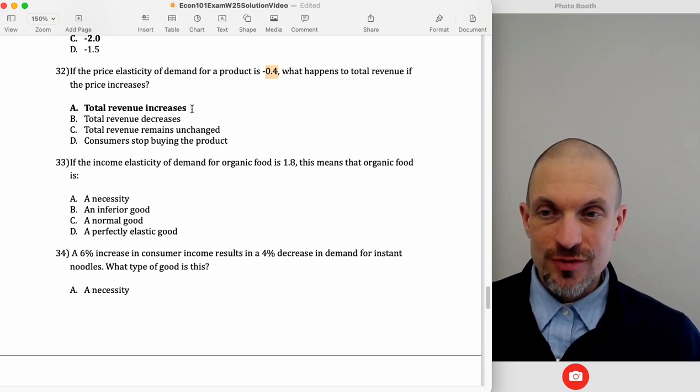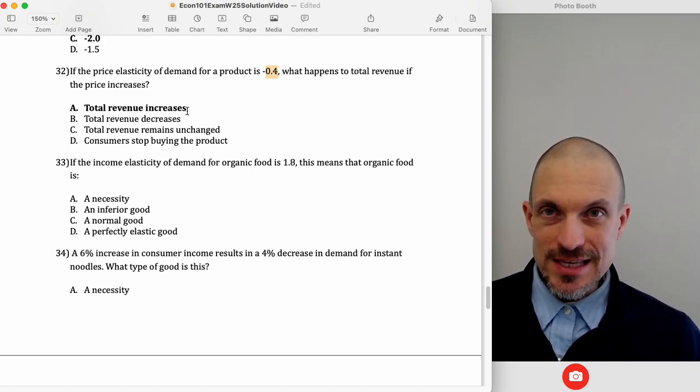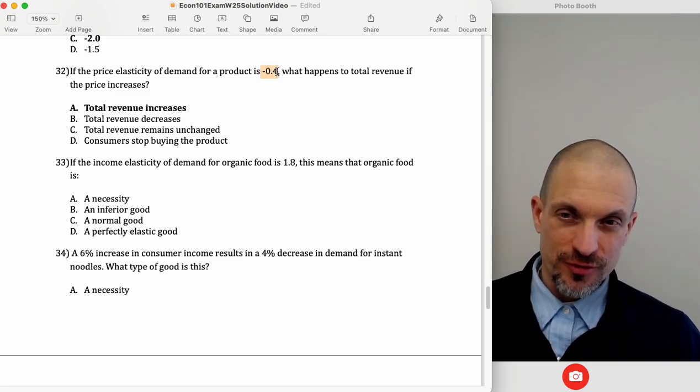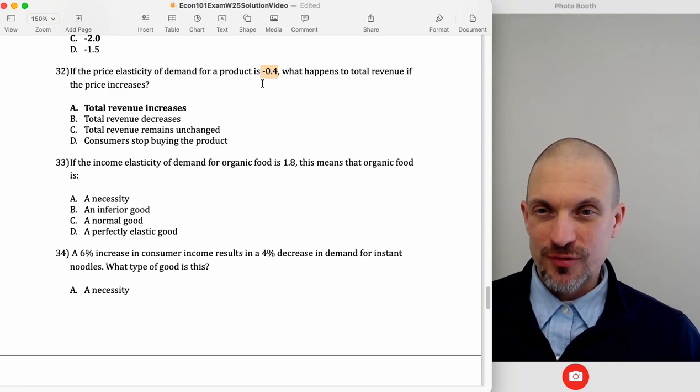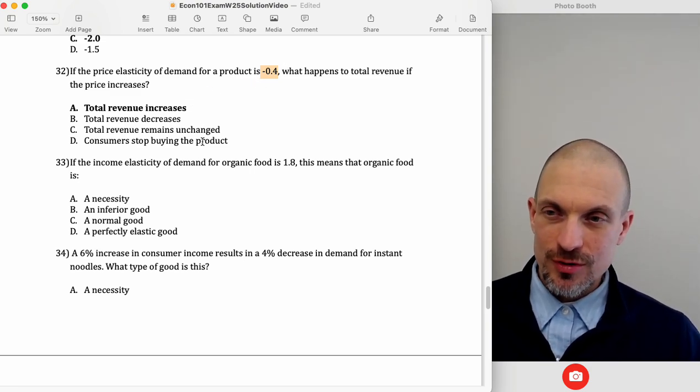The opposite is true if demand is elastic. If demand is elastic, if this was minus 4 instead of 0.4, then revenue would go down when you raise price. If demand is elastic, like if it was minus 4, you'd have to lower the price to increase total revenue.